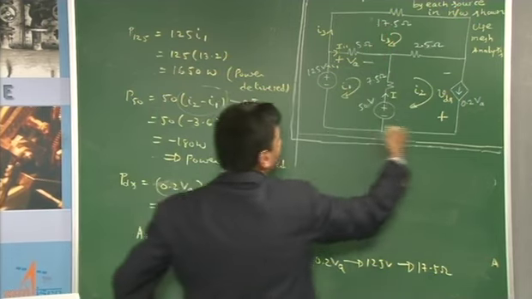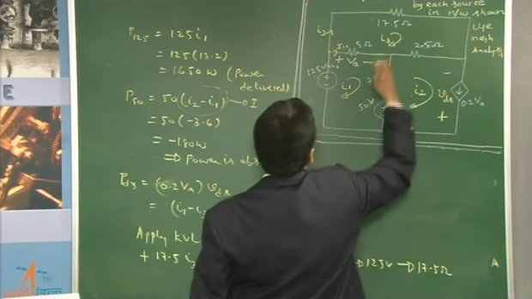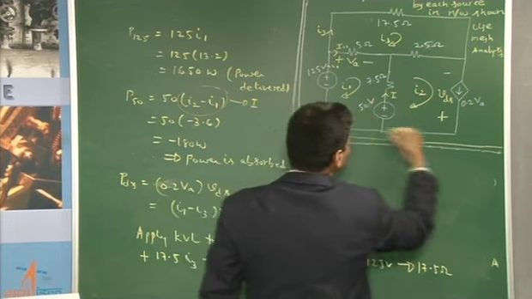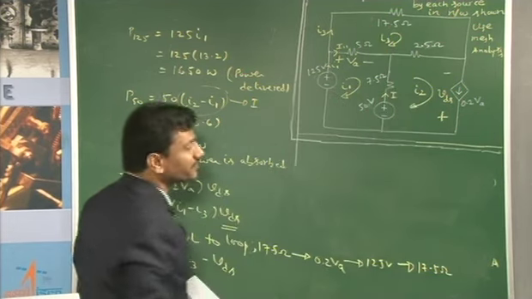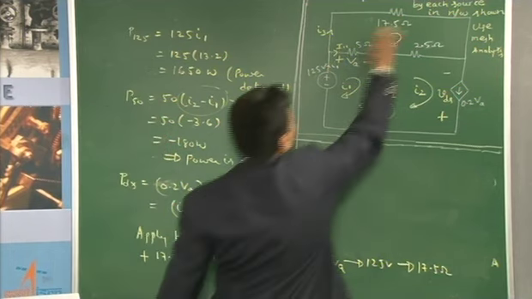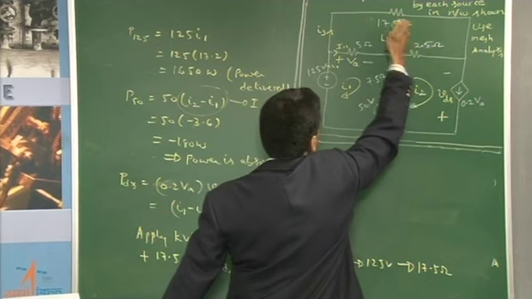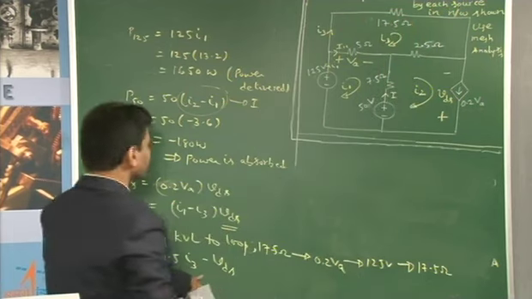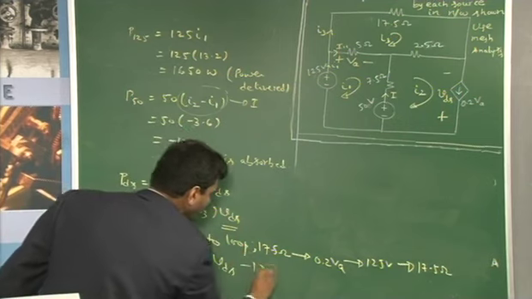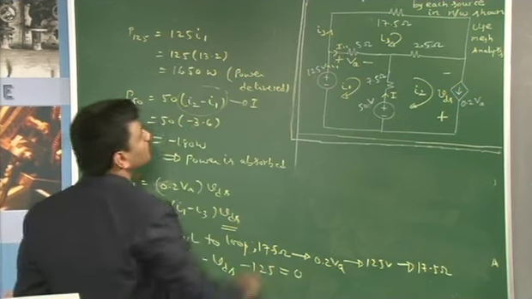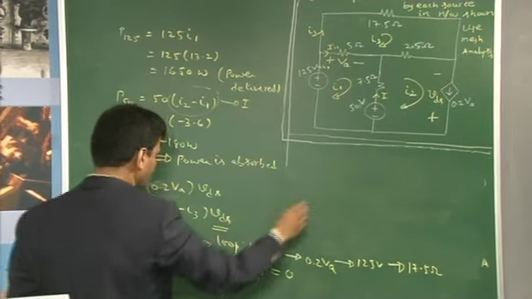Had the KVL been considered in the anti-clockwise direction, what you would have written? Plus 17.5 into that particular current which is in anti-clockwise direction, which in this case would have been minus I3. But we have considered the KVL in the clockwise direction. So that particular current which is in alignment with the KVL direction is I3. So plus 17.5 I3. Next minus VDS. Next minus 125 is equal to 0. So minus VDS minus 125 is equal to 0.